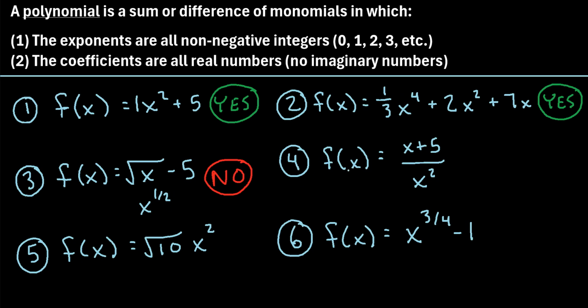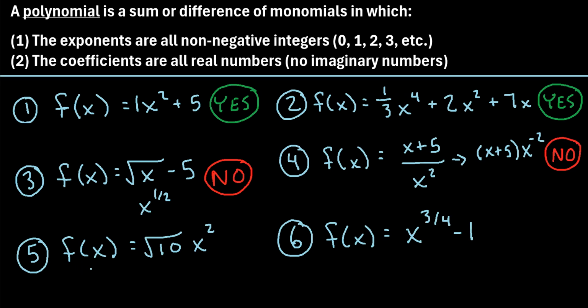All right, let's check out number 4. f of x is equal to x plus 5 divided by x squared. We could rewrite this as x plus 5 times x to the negative 2. Because when we have a positive power in the denominator, if we move it to the numerator, it becomes a negative power. So this is the same as x to the negative 2. And the first criteria is that all of the exponents have to be non-negative numbers. So since we have a negative exponent here, we have to say that no, this is not a polynomial.